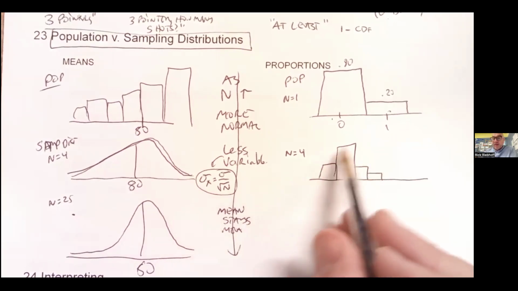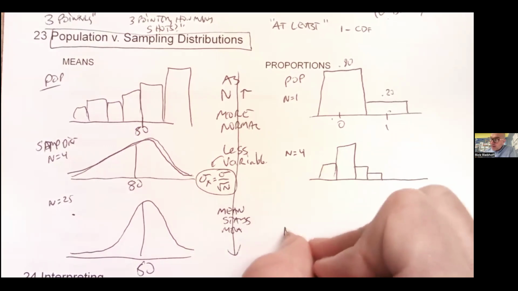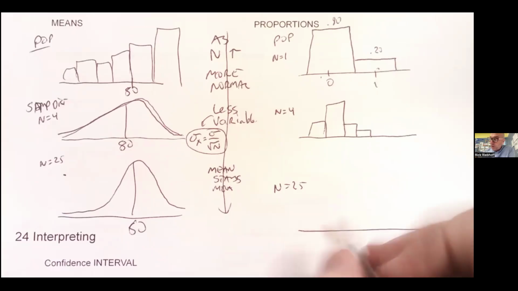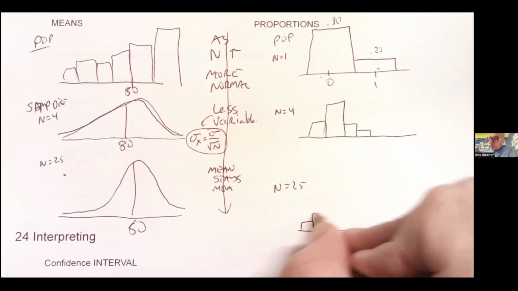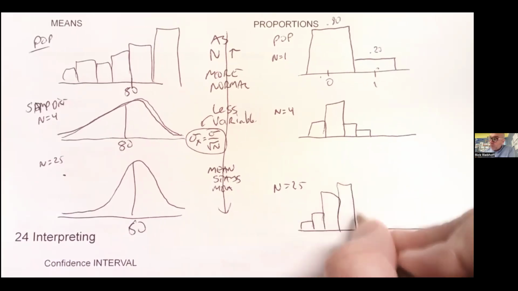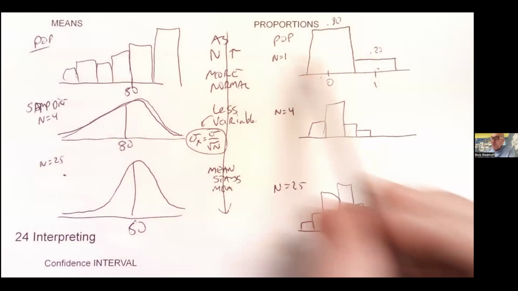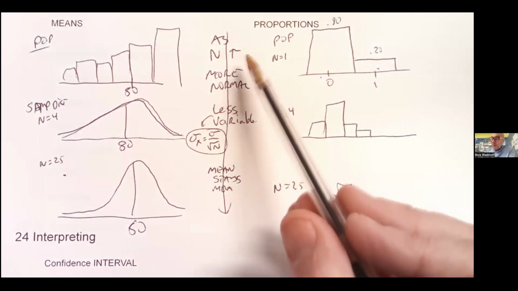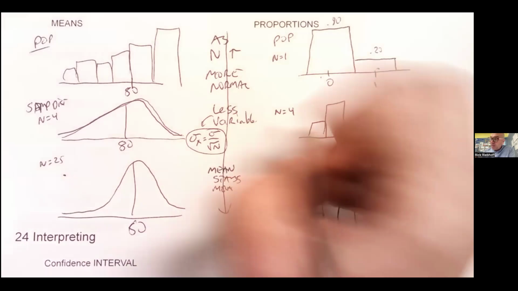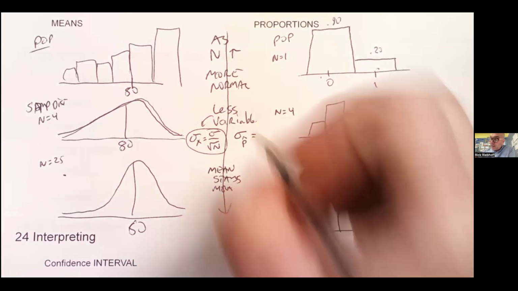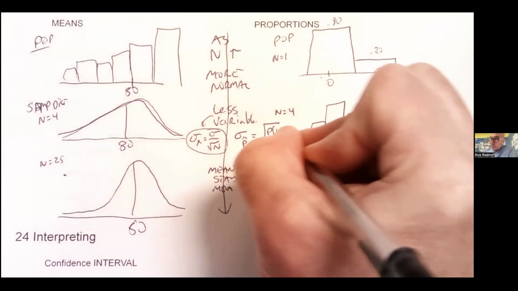But that is looking a little bit more normal. If I get to n equals 25, I ask 25 people, hey, does Miss Rebuff look better bald? We're probably getting something that's looking a lot more normal. Maybe it's not totally normal yet, but it's starting to look even more normal than before and less variable. So same thing happens here. As sample size increases, we become more normal, we become less variable. For the standard deviation of this, we would get root p times 1 minus p over n.